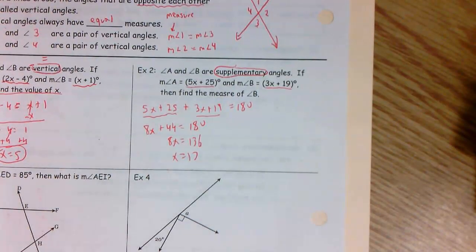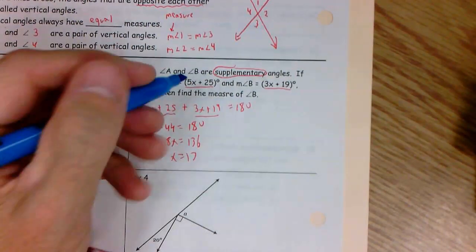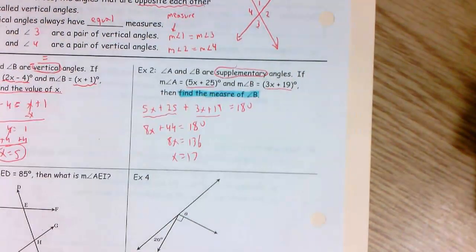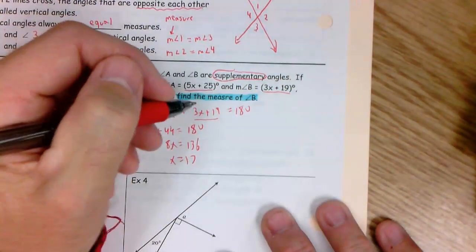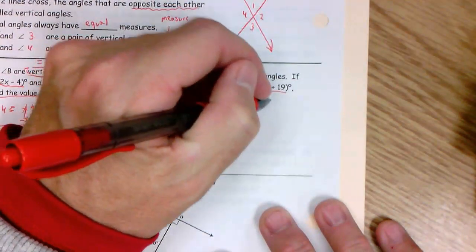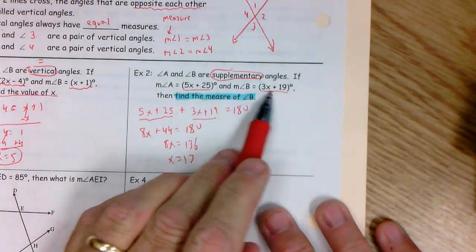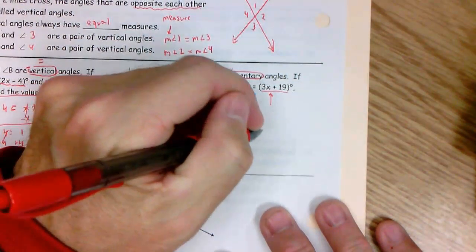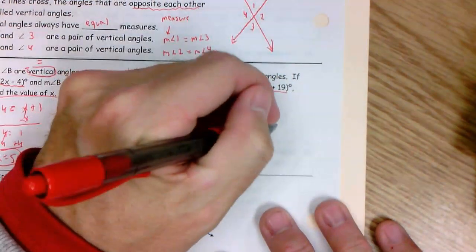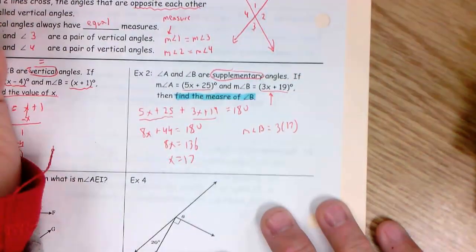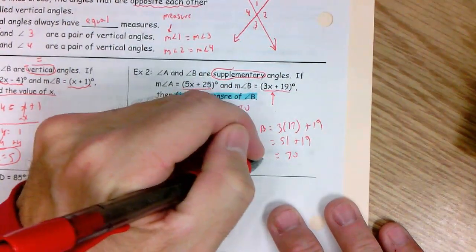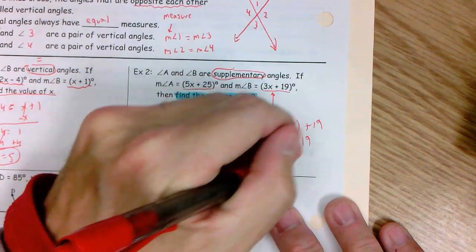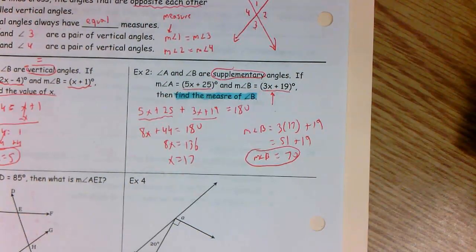But make note, that is not the answer, because they asked me to find the measure of angle B. So I found out what x is, but now I'm going to take x and stick it into the measure of angle B and find out that the measure of angle B equals 3 times x, so 3 times 17 plus 19. Well, that would be 51 plus 19, or 70. The measure of angle B is 70.